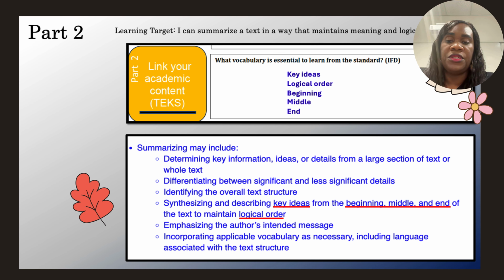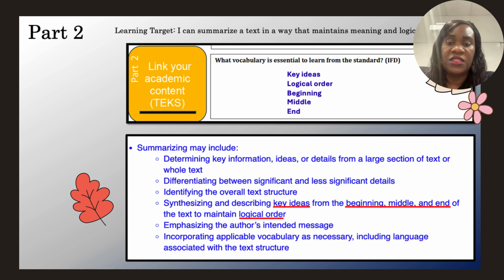Now let's look at part 2. So the learning target is I can summarize a text in a way to maintain meaning and logical order. Now we're going to look at linking academic content, or TEKS. So you have to think about which vocabulary is essential to learn from the standard, or the IFD, or UFD. So the important ones for this would be the key ideas, logical order, beginning, middle, or end.